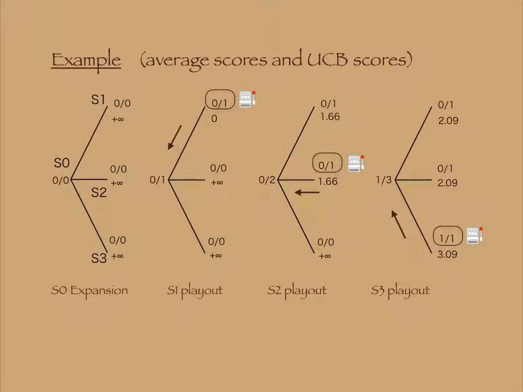Here is one example with average scores and UCV scores. We create states S1, S2, and S3. We select S1, playout, and update UCV scores. We select S2, playout, and update UCV scores. We select S3, playout, and update UCV scores.